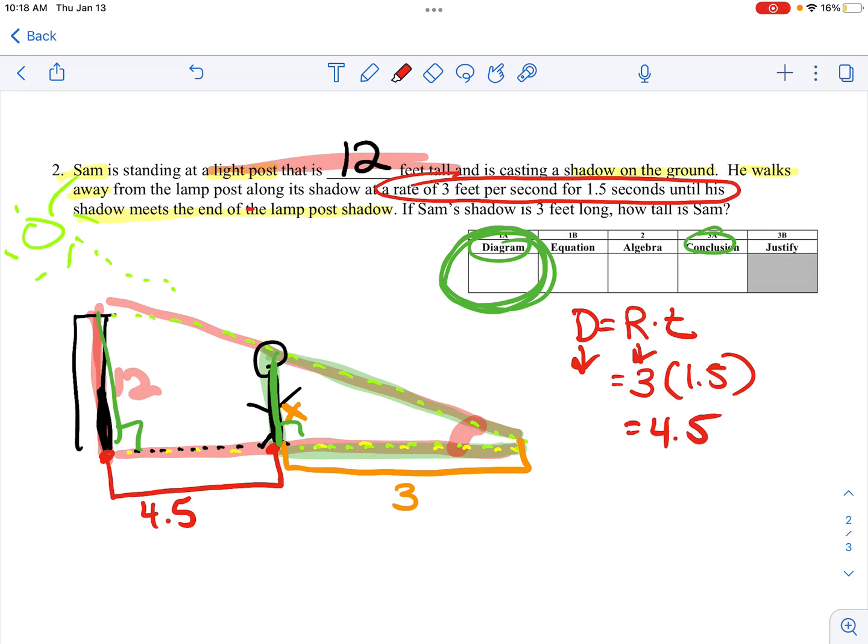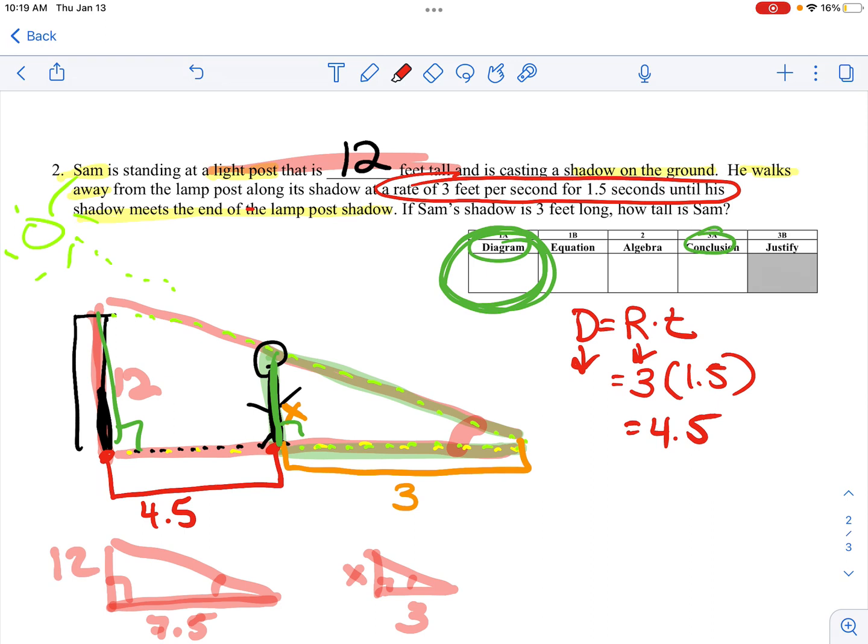But again, now that I proved them similar, I can see what matches up. So here we go. Here's my big triangle. Here's my little guy. I know this is 3. I know this is X. But please, this is not 4.5, guys. That would be just the trapezoid. Remember, we got to use the triangle. So this is 7.5 and this is 12. So my ratio would be 12 over X because those correspond, and 7.5 over 3.